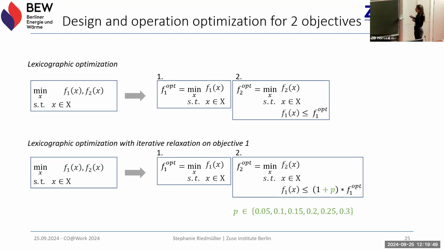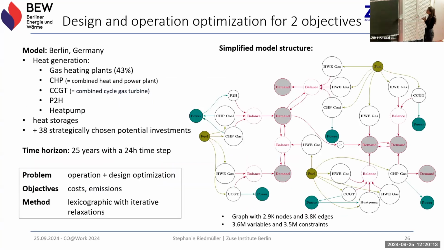That is, we got this P, which you can see as a percentage, how much I want to relax my first objective. So I get 1, 2, 3, 4, 5, 6, 7 different solutions. And I want to do this to have a simple approach, but still get an overview of the Pareto front. And I tested this on an instance of the Berlin district heating network.